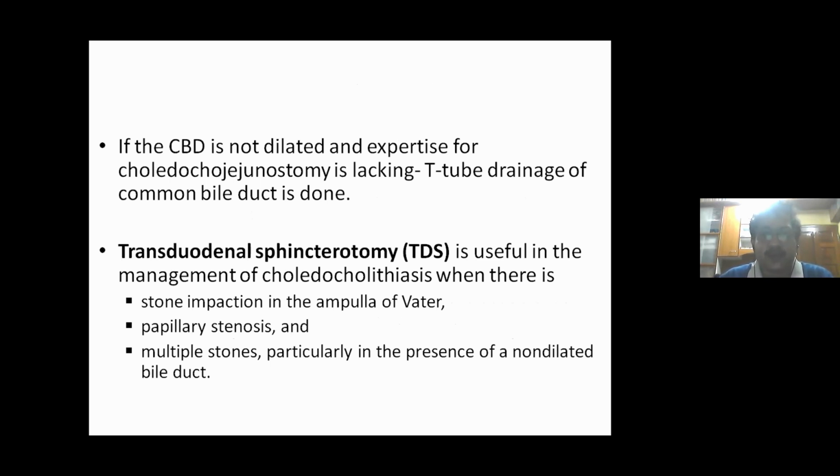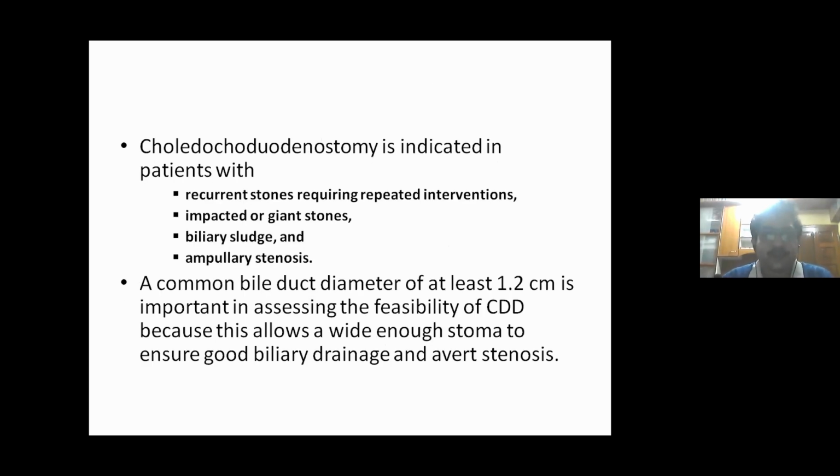Transduodenal sphincterotomy is useful in the management of choledocholithiasis when there is a stone impacted in the ampulla of Vater, papillary stenosis, and multiple stones, particularly in the presence of a non-dilated bile duct. Choledochoduodenostomy is indicated in patients with recurrent stones requiring repetitive interventions, impacted or giant stones, biliary sludge, and ampullary stenosis. A common bile duct diameter of at least 1.2 cm is important in assessing the feasibility of CDD because this allows a wide enough stoma to ensure good biliary drainage and avoid stenosis.